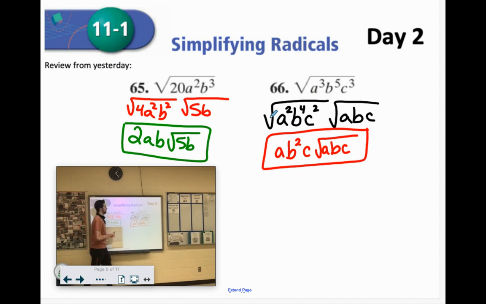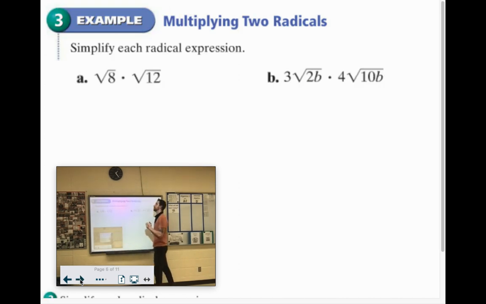All right, now today we're going to be multiplying, and it's actually not that bad. We kind of did it yesterday. So I'll show you a couple of tricks that might help you.